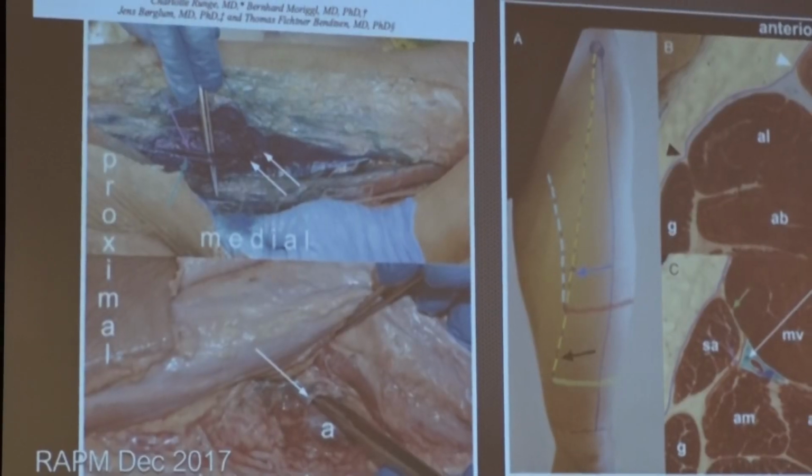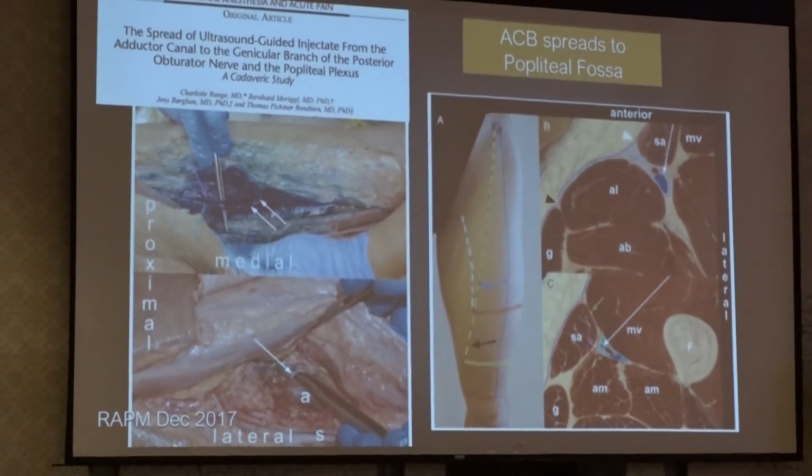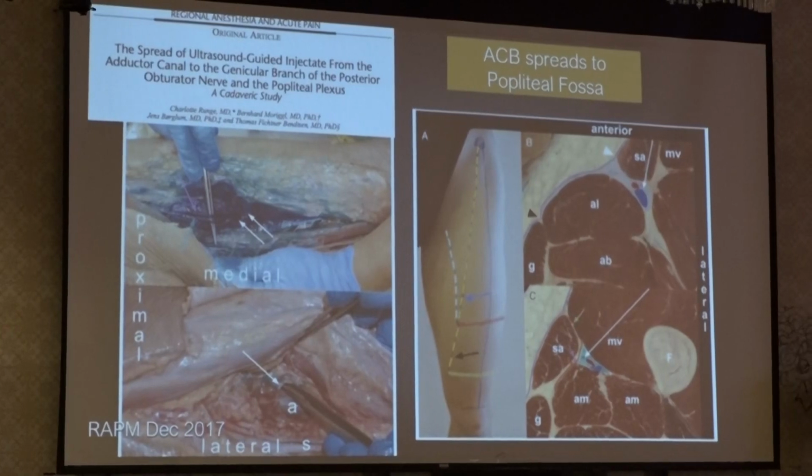So this is another study that showed that if you inject at a distal adductor canal, then there is some spread to the popliteal plexus.